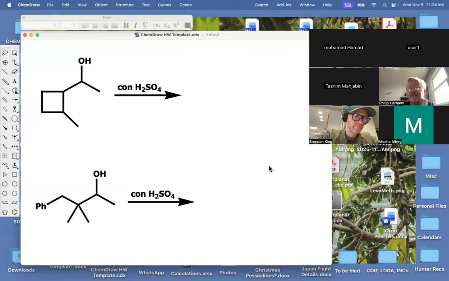Would we start off with the conjugate base deprotonating the OH? You've got a very strong acid here. You start by protonating the OH. Sulfuric acid is one of the true strong acids. So this is going to be a carbocation rearrangement.